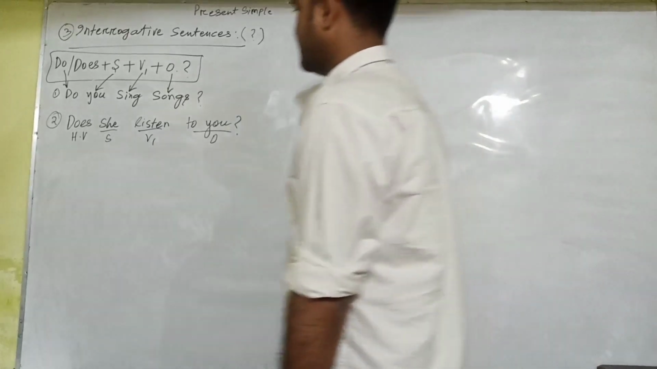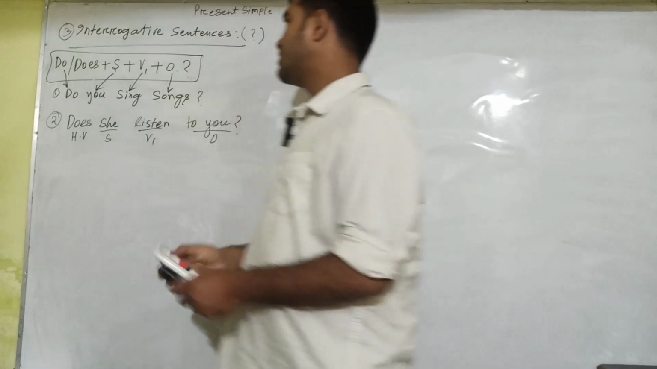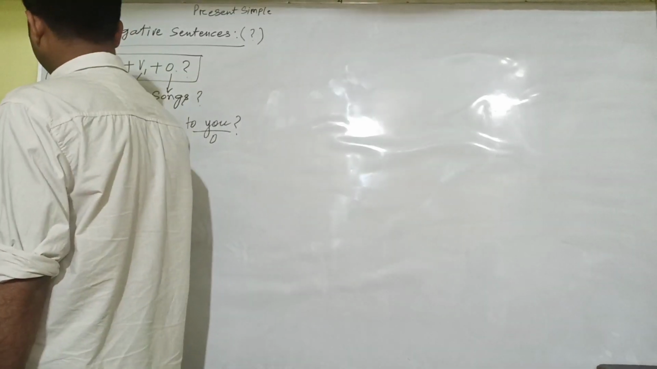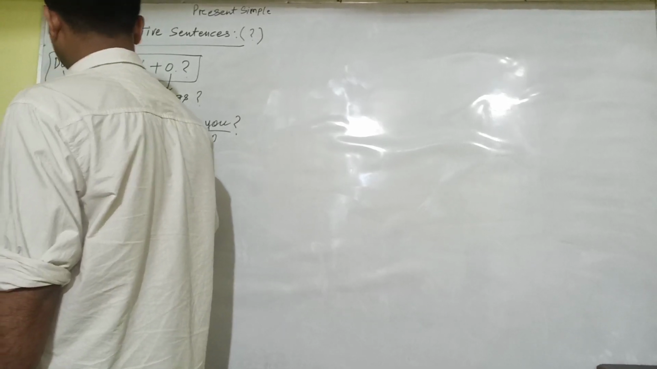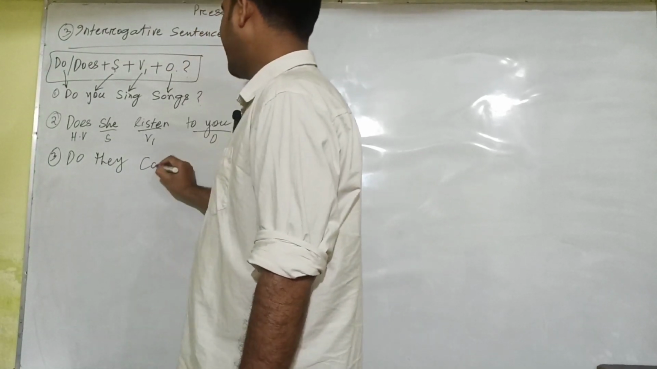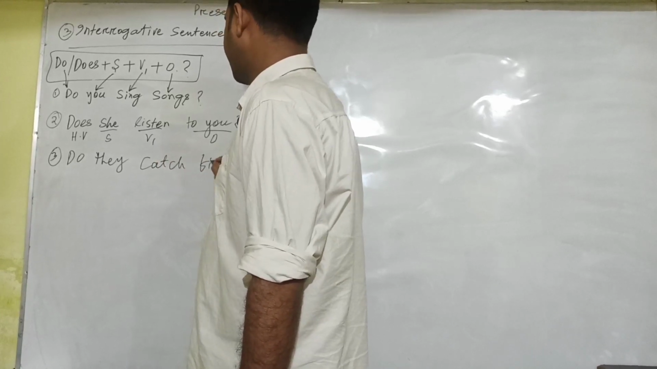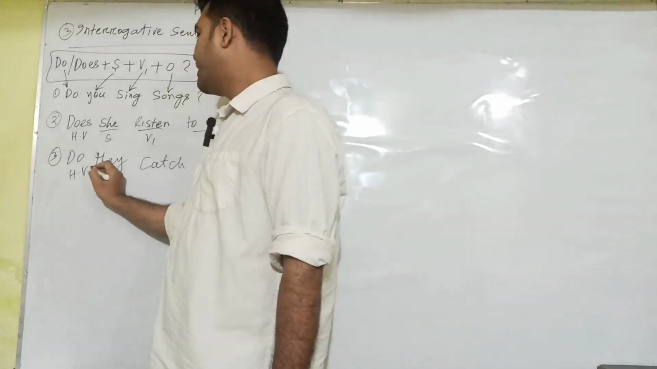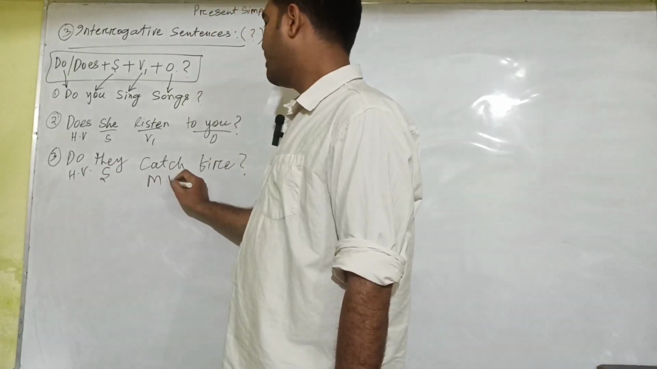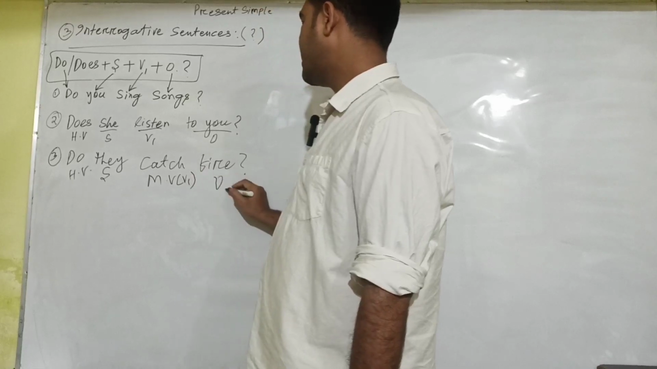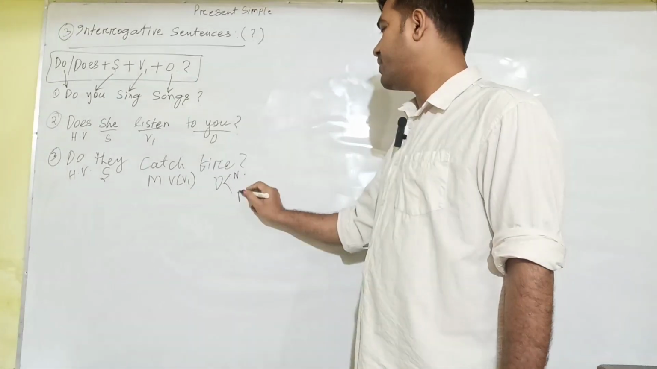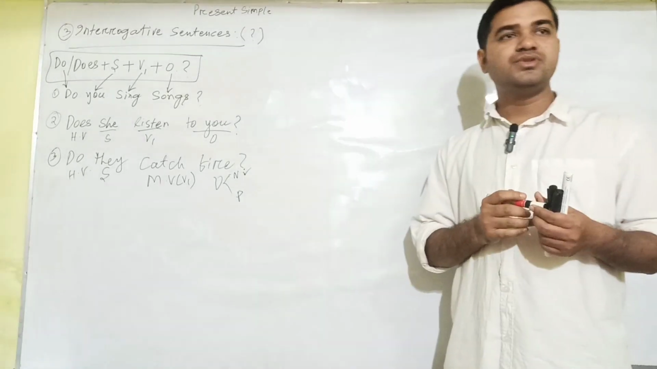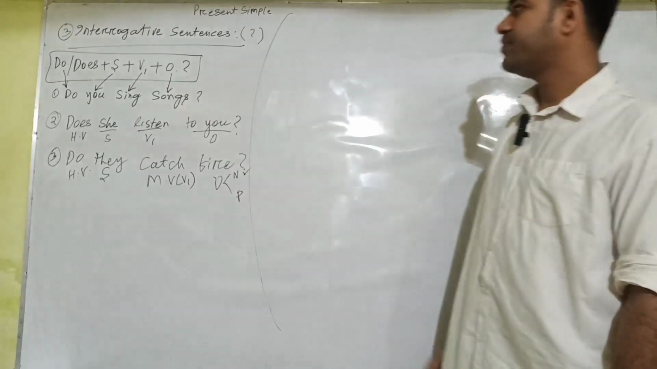So now listen to me. I hope you can do translation of interrogative sentences this way. If I use here, "Do they catch fire?" Yeah, it's a sentence. "Do" is a helping verb. "They" is a subject. "Catch" is a main verb because it is V1 form, and "fire" is the object because it is a noun or pronoun. It is a noun, sir. So it is the object. Okay. So these are the ways to do translation of present simple.